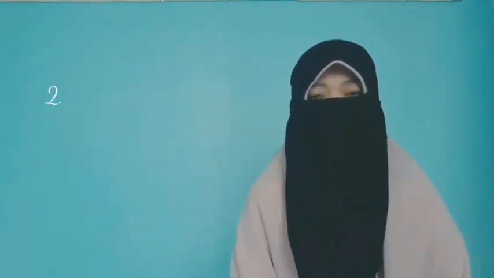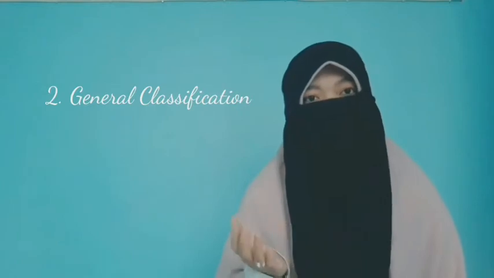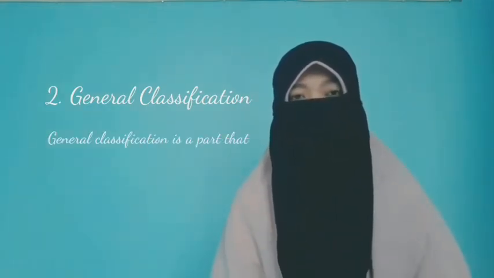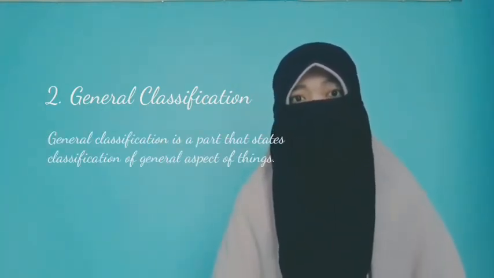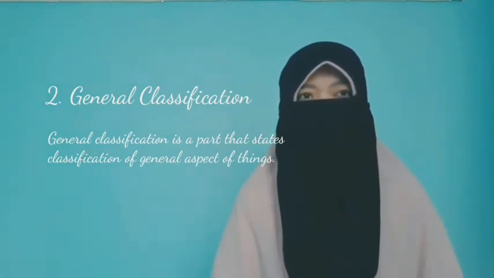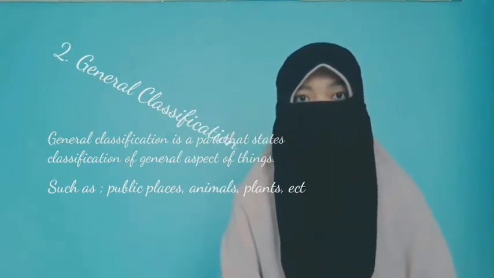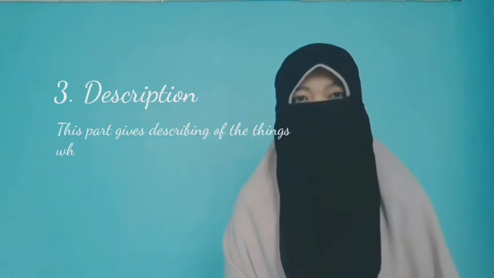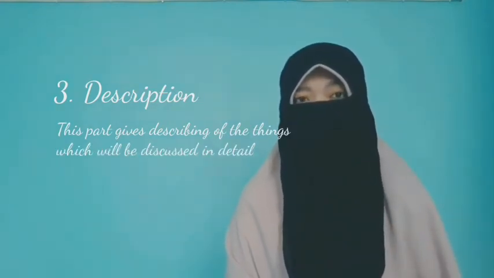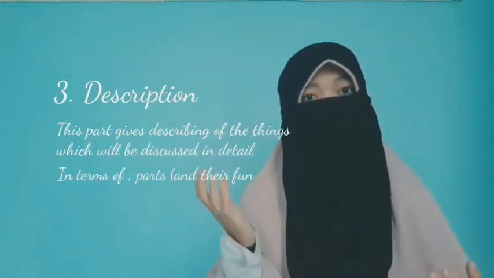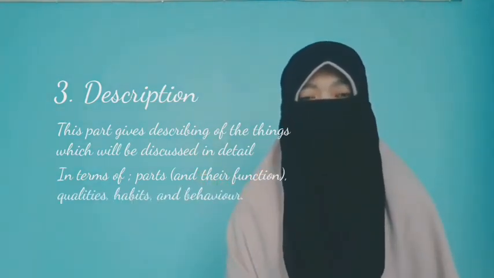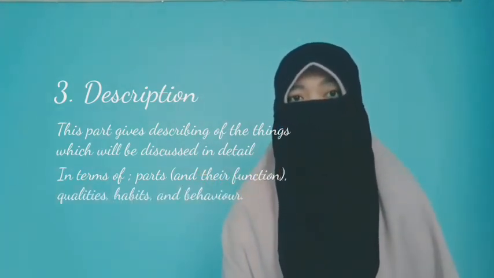And the second one is general classification. General classification is a part that states the classification of general aspects of things, such as public places, animals, planes, etc. And the last part of the generic structures of a report text is a description. This part describes the things which will be discussed in detail in terms of parts and their functions, qualities, habits, and behavior.